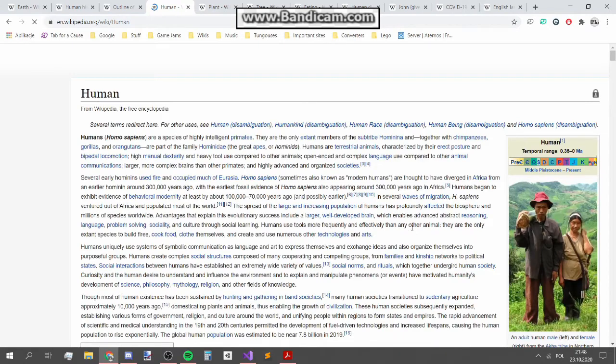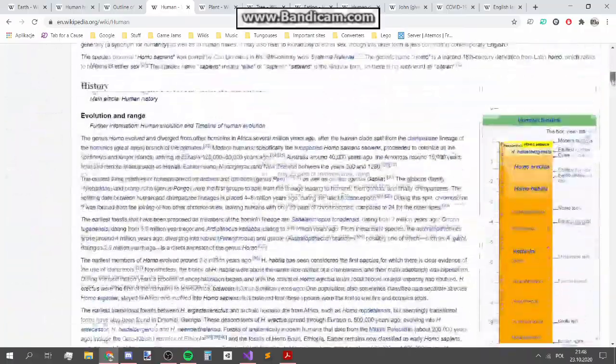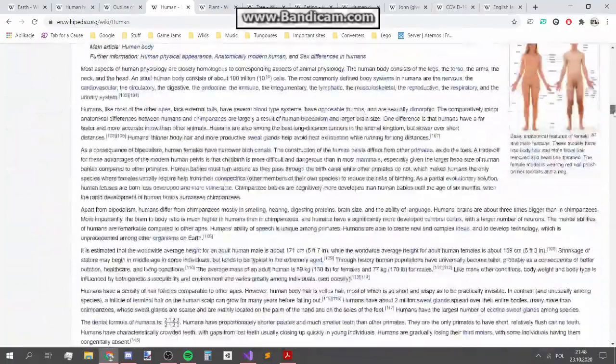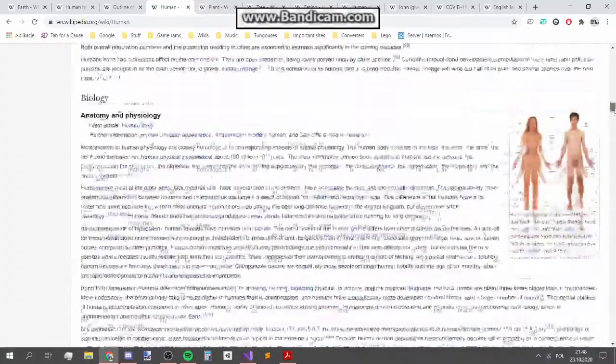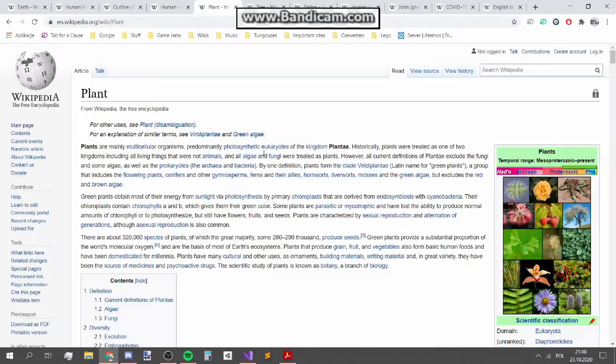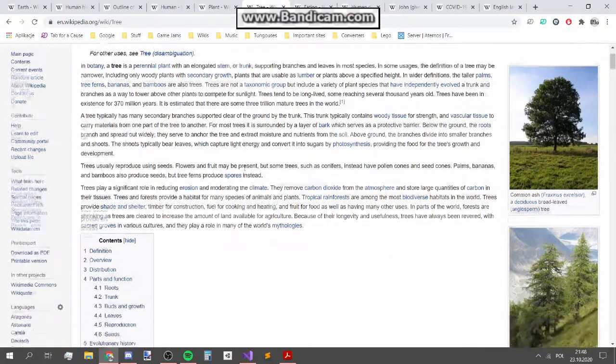Then the human, because John Ernest Greene is a human, and John, the main character of our story, is also a human. That's nice. Then plant, because our second character, which is the tree, is a plant. So you'll probably want to look through this, and tree as well.